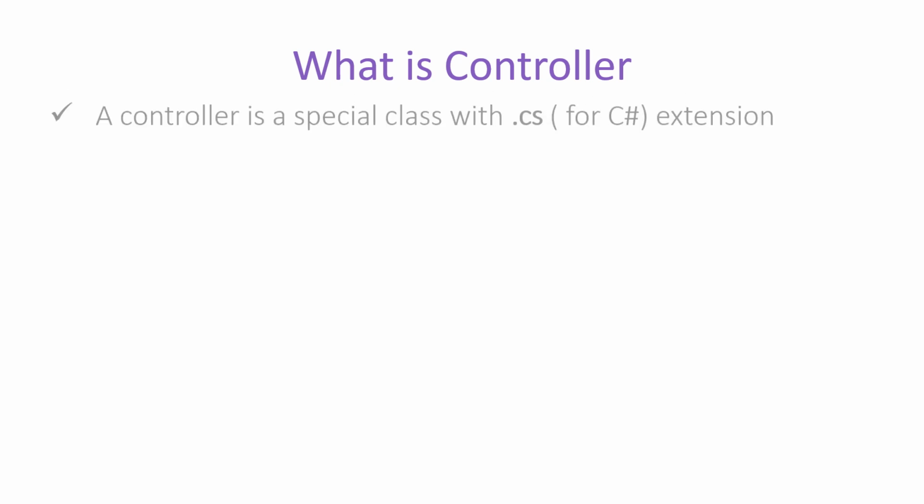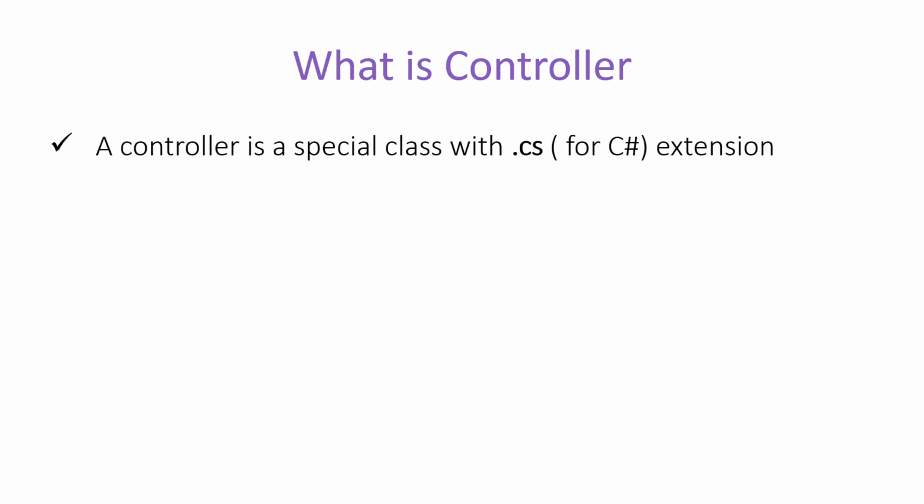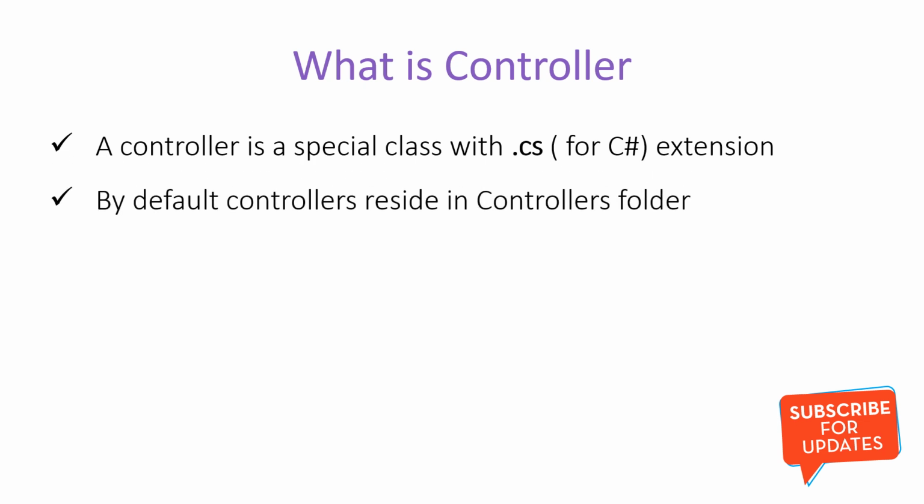What is controller? Controller is a special class with .cs file extension. If we are using C# for the development of ASP.NET Core application, then the extension for controller class will be .cs. It means you will write the C# code into the controller class. By default, controllers reside in the Controllers folder. When you create a new application by using MVC template, then you will see there is a folder which is called Controllers, and inside that Controllers folder you will find all the controllers which we have in the application.